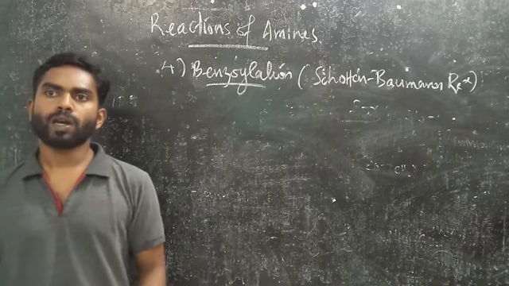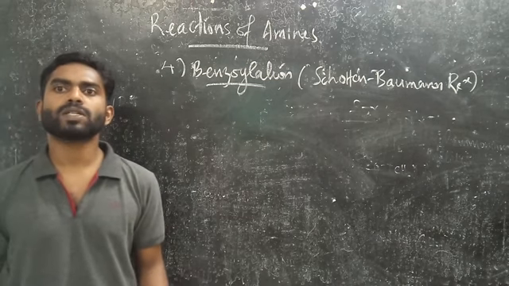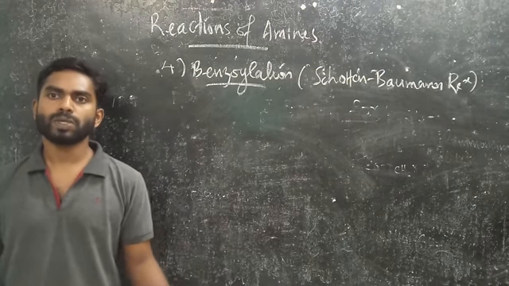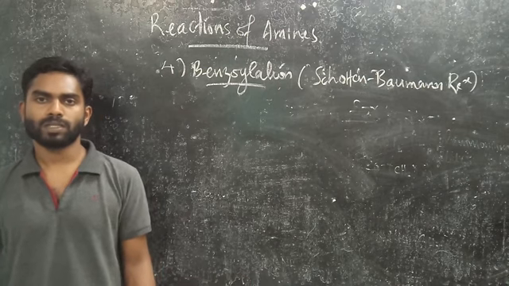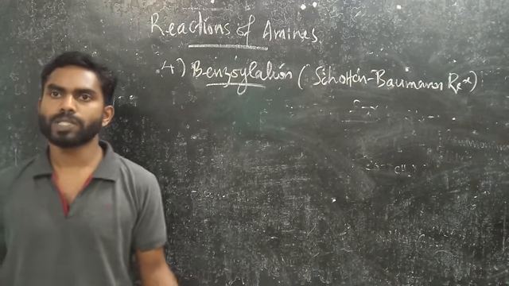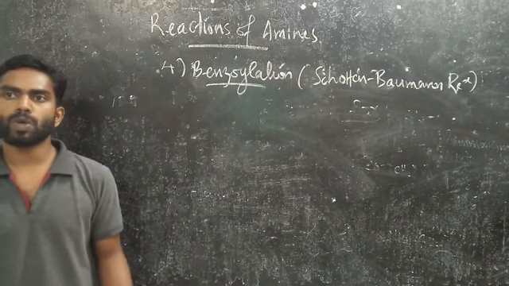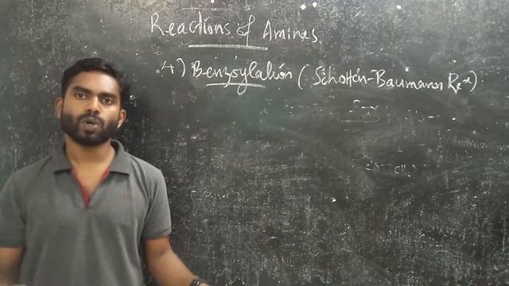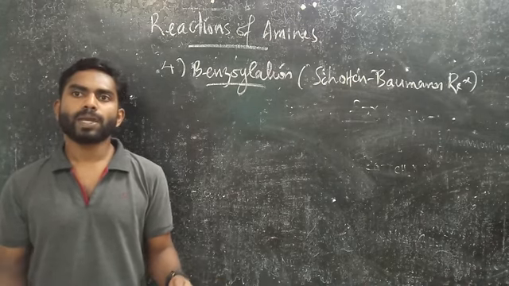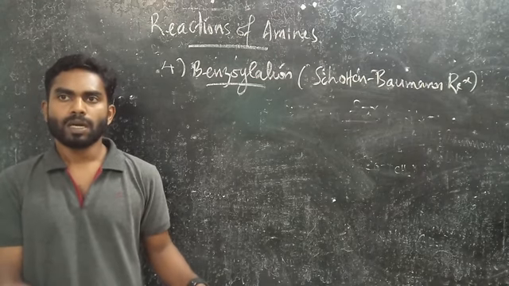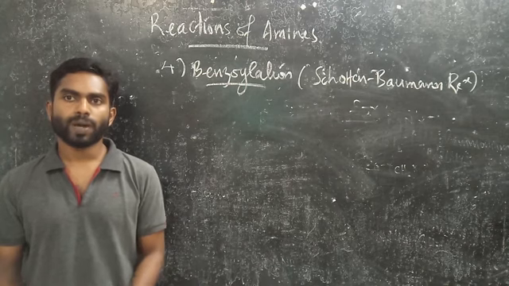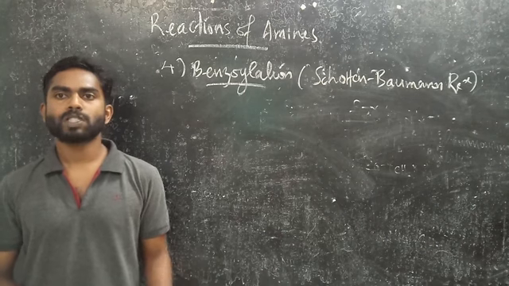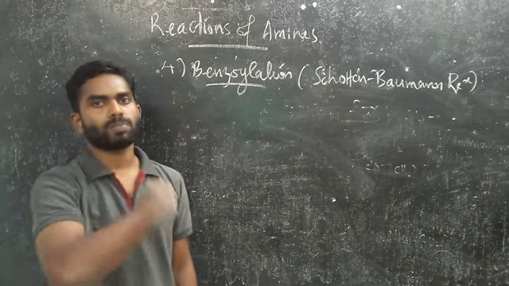Primary and secondary amines undergo benzoylation when treated with benzoyl chloride in the presence of a base like pyridine or NaOH to yield N-substituted amides. We'll repeat: benzoylation refers to the replacement of a hydrogen atom of the amino group by the benzoyl C6H5CO group. This reaction is known as benzoylation.